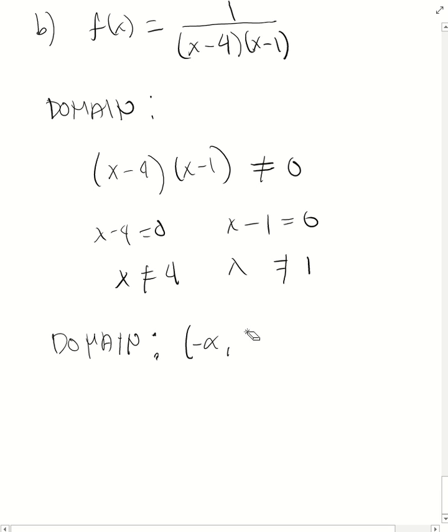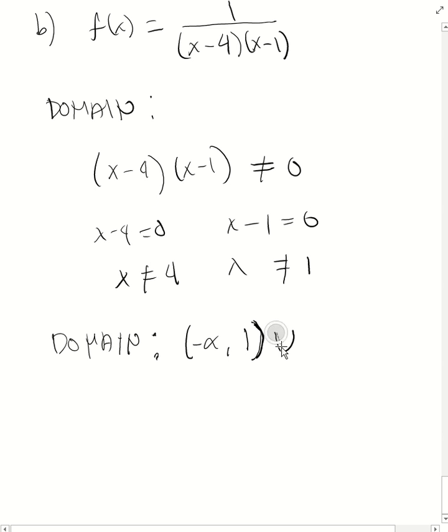It cannot be equal to 1. So 1 is not included, so I will be using a parenthesis. 1 is not included. Why? Because it cannot be equal to 1, so we use a parenthesis here. So from negative infinity up to less than 1, then we use union.